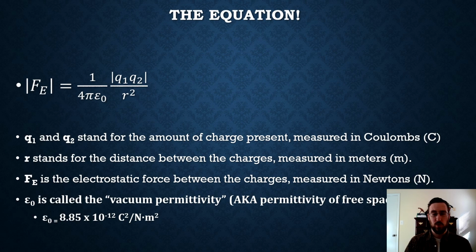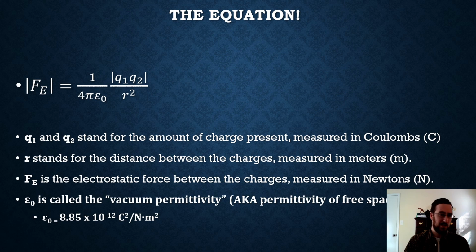The equation for Coulomb's law is this: electrostatic force equals 1 over 4 pi epsilon naught, times the absolute value of Q1 times Q2 over R squared. That's a lot of stuff. But basically what this means is Q1 and Q2 stand for the charges. It takes two charges to do this. You can't have an electrostatic force with only one charge. And it's measured in coulombs, like all charges. R stands for the distance between the charges, measured in meters. Don't get it confused as radius. It stands for distance. Fe stands for the electrostatic force, and like all forces is measured in newtons.